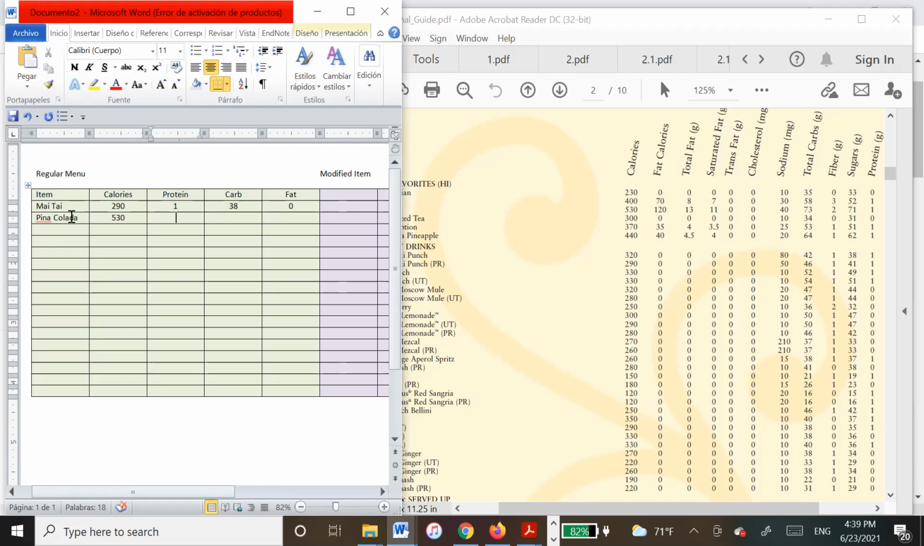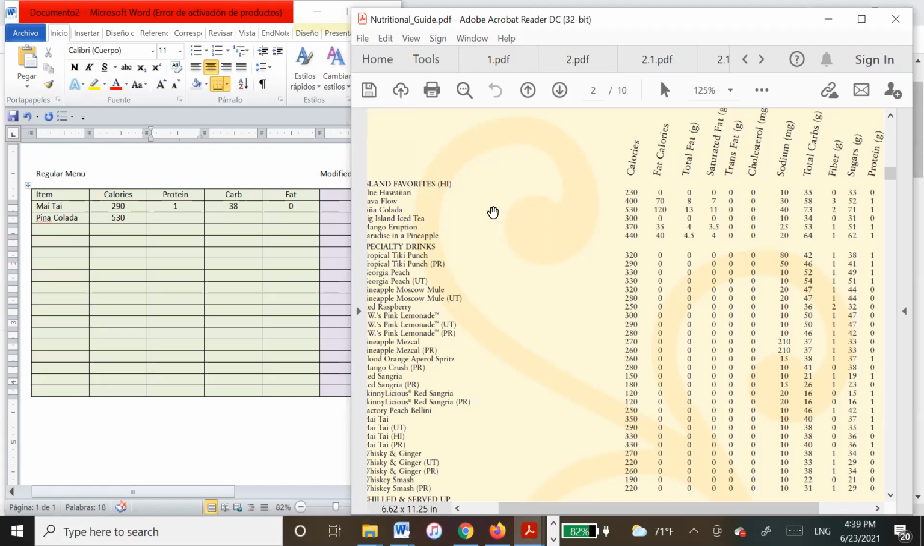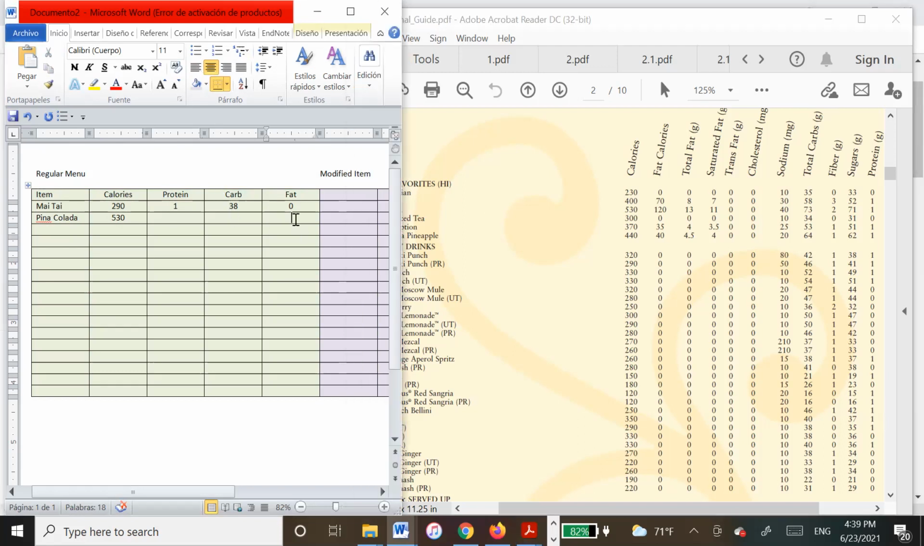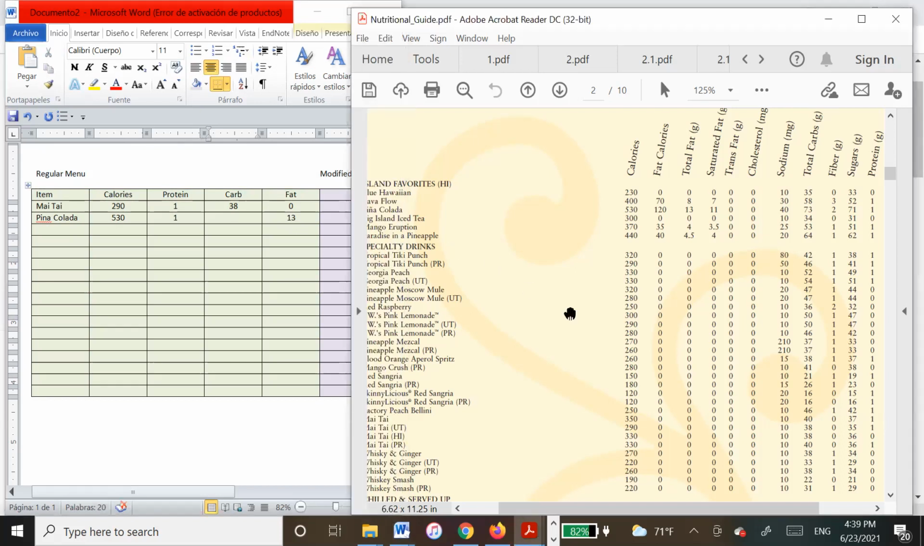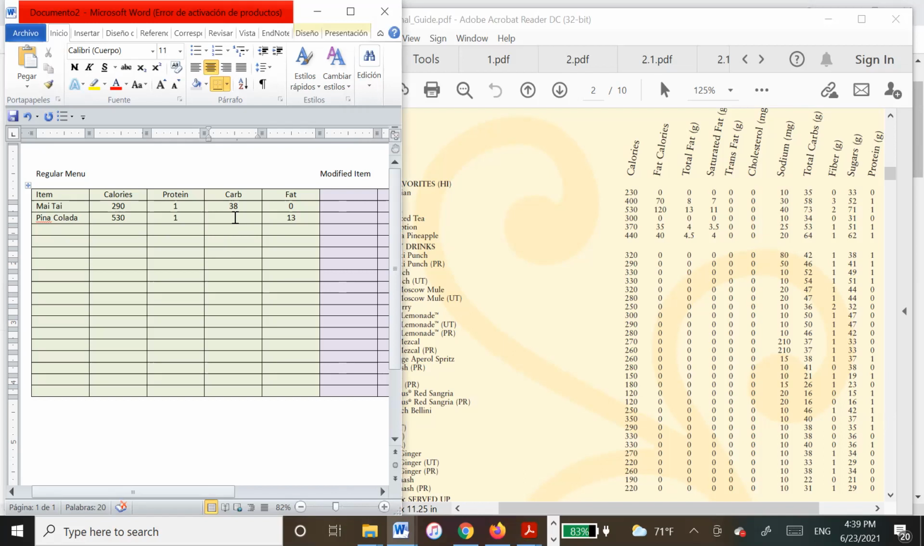So in here, I'm gonna go back and look at the pina colada. It has 13 grams of fat and 1 gram of protein. In carbohydrates, it has 73 carbohydrates. So these are all in grams, of course. I'm just looking at the measurement in here. I'm gonna put it in here just so I don't lose you guys, for those of you that are tracking grams.